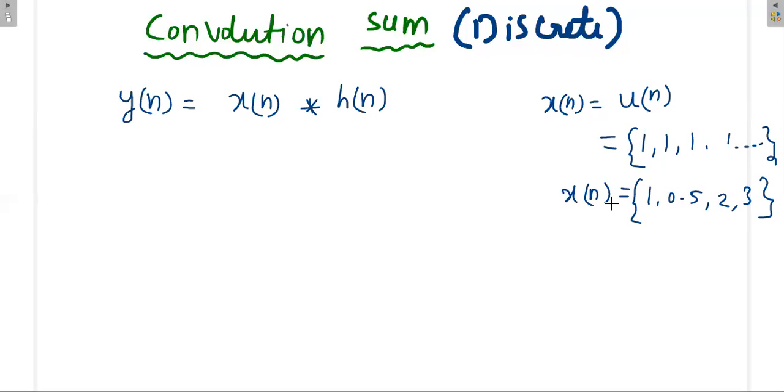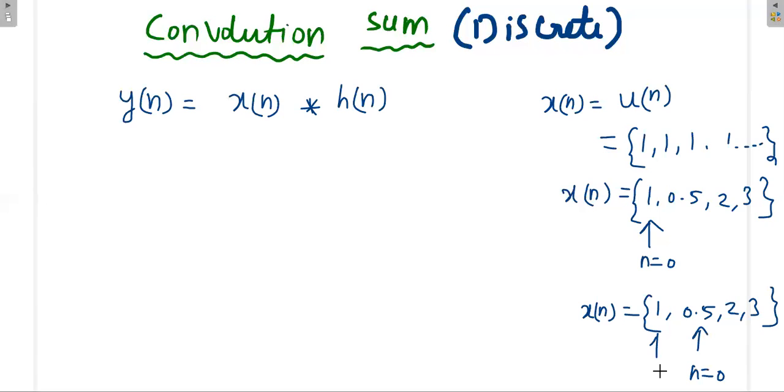Only the x of n is present for 4 values, 4 time indices, and they will mention where exactly n is equal to 0 is starting. The arrow mark indicates that it is n is equal to 0. Sometimes they may also give the same samples like this, with the arrow mark at 0.5, that means this is n is equal to 0. Actually, the signal is starting at n is equal to -1. So clearly the arrow mark indicates the reference time, n is equal to 0.